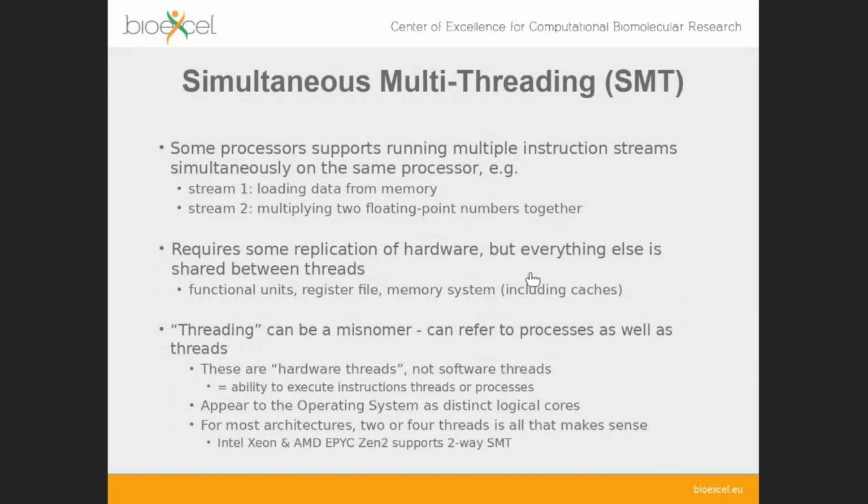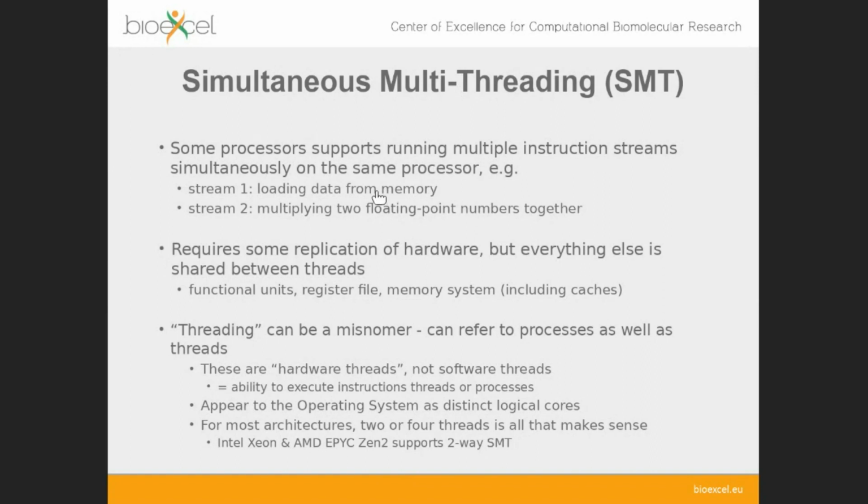So the second key thing of interest is simultaneous multi-threading (SMT). So it says same processor, but it should really say same core here, because this would be in reference to single core processors. So the idea with simultaneous multi-threading is that a single core can run multiple streams of instructions at the same time.